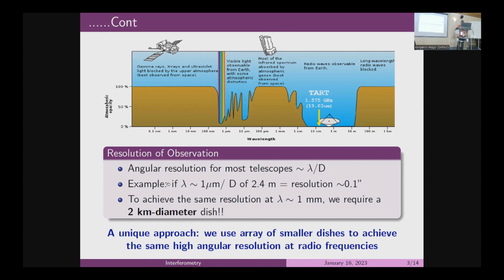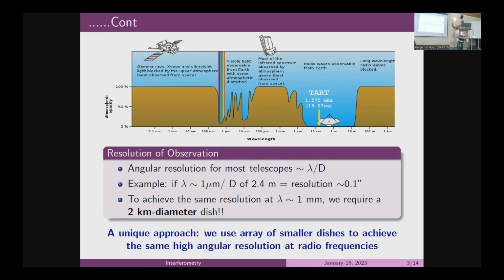Now, if we take an example, if you want to get the resolution of one single dish antenna, where you want to observe at this wavelength, 1 micrometer, that will be within this spectrum here, right? Now, if you do that with a dish which is just 2.4 meters, that gives you a resolution of roughly 0.1 arc seconds, right?